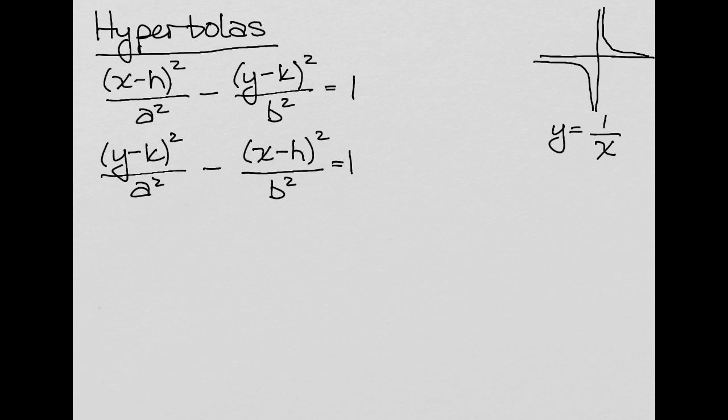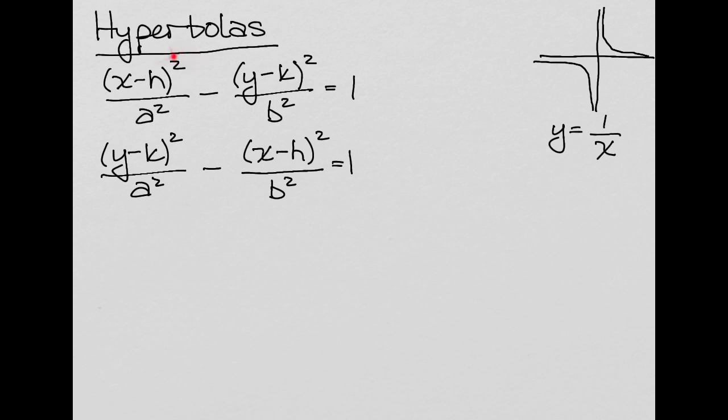Looking at the equations here, they might at first strike you like they're a whole lot like the equation of an ellipse, and they are, with one really big important difference, and that's right here. In an ellipse, my two terms are added. In a hyperbola, they're subtracted, so I have a positive term and a negative term. And that is going to tell us something fairly important about the hyperbola, which is which way it opens.